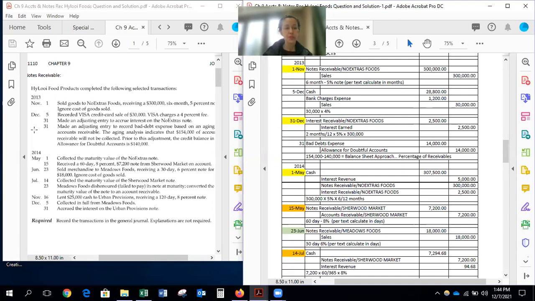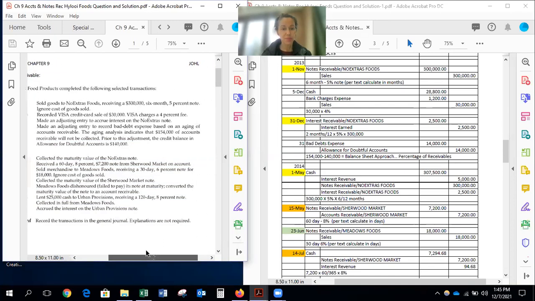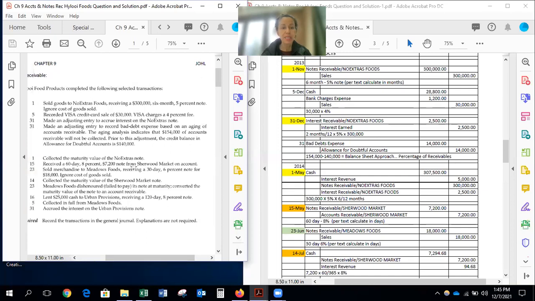Now on the 31st, we have an adjusting entry with regards to our bad debts expense. Okay. And if you read the question, it says that the bad debts expense is based on an aging of accounts receivable. So they're aging accounts receivable, effectively telling us to take a percentage of accounts receivable. So this is the balance sheet approach, okay?